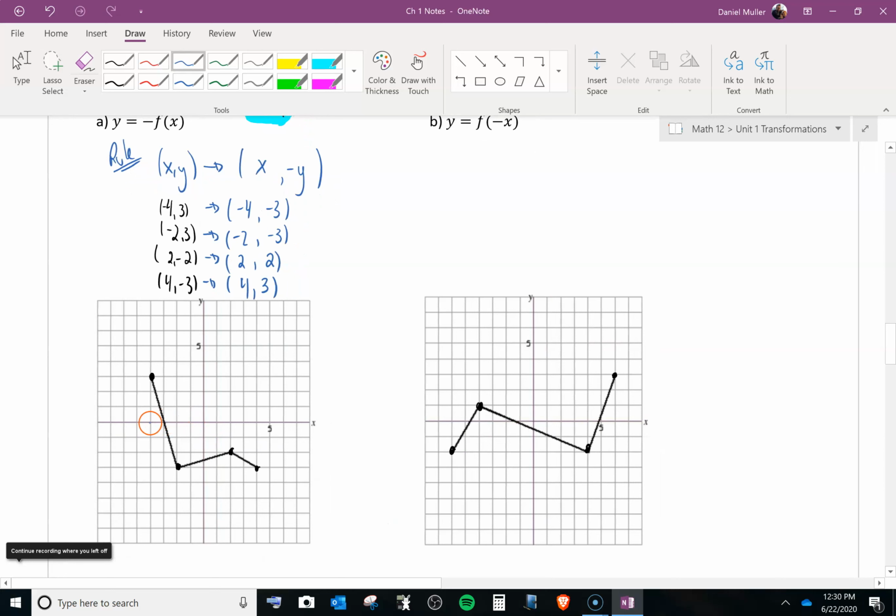So 1, 2, 3, negative 4, comma, negative 3, negative 2, comma, 1, 2, 3. Unless I wrote something down wrong. Oh yeah, this is a 2, comma, negative 3. So I have to change this, and when I negate that negative 3, it becomes a positive 3. So I have to go negative 2, comma, 3. And then I've got 2, comma, 2, and then 4, comma, 3. So I get this.